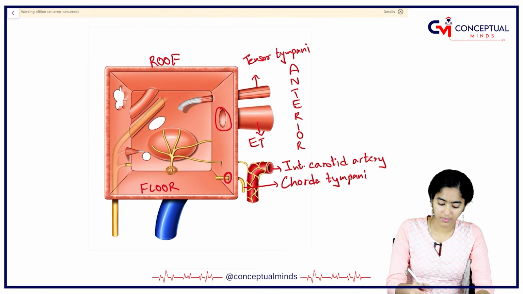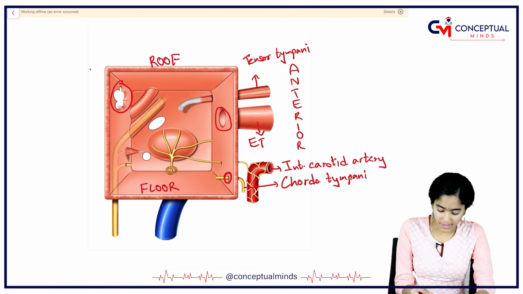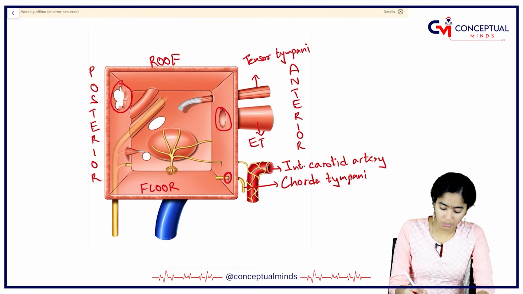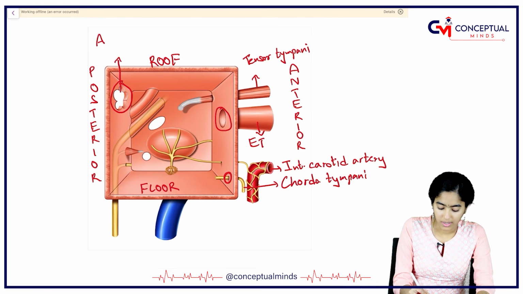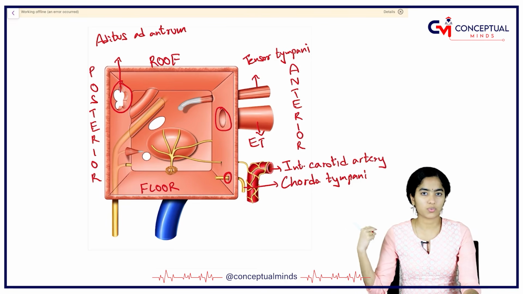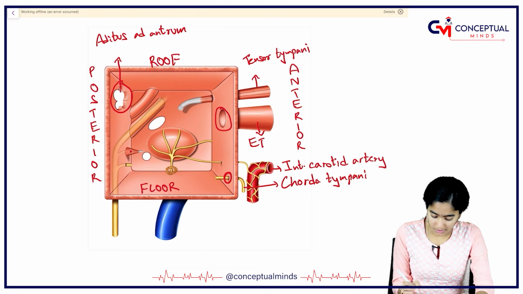So this is the opening, that is aditus ad antrum. First, this is the posterior wall. And the opening that you're seeing here is aditus ad antrum. It is present superiorly because the epitympanum or the attic communicates with the mastoid antrum. What else are you seeing? This structure over here is the pyramid.